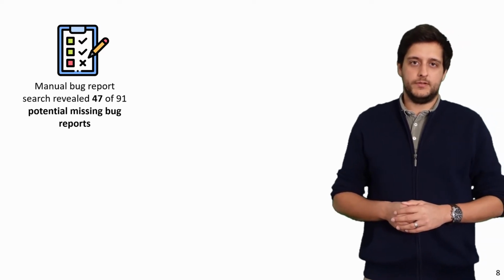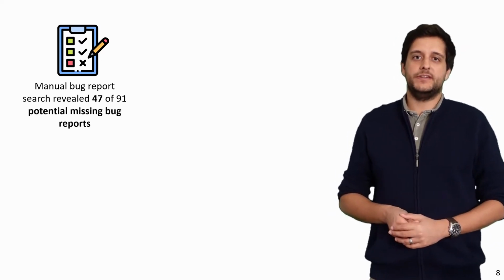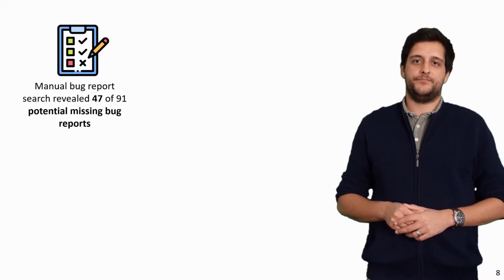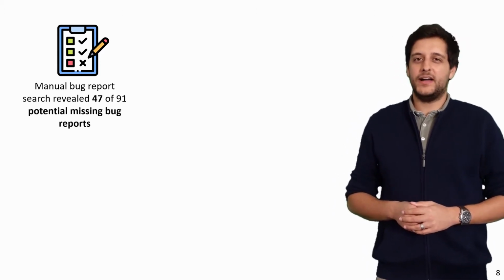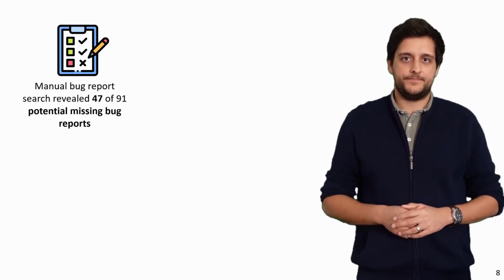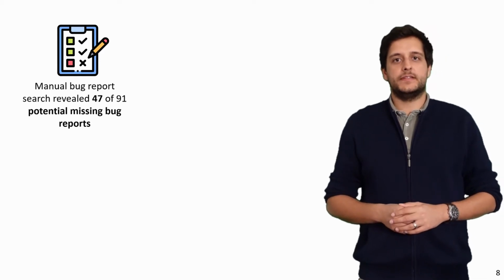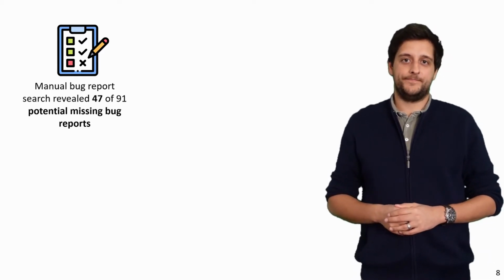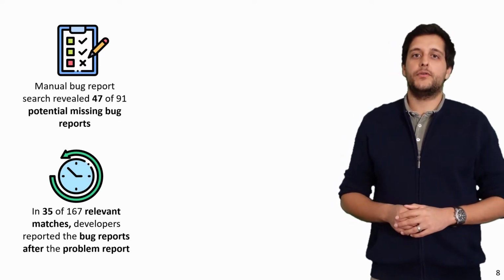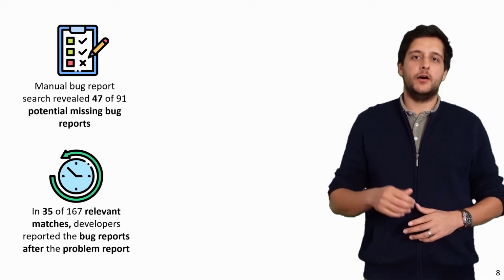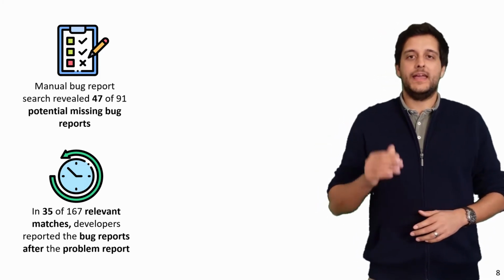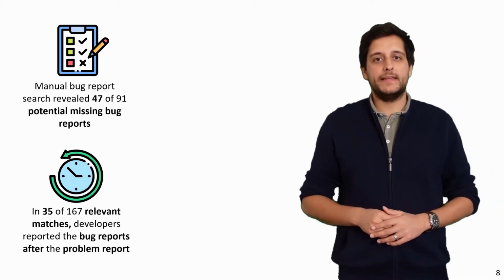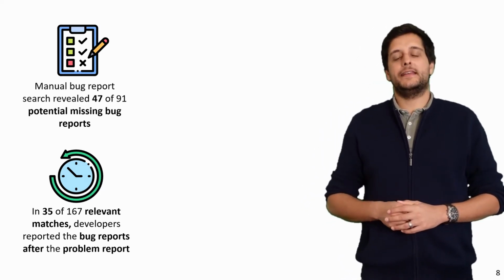Let's take a look at 4 further findings. For 91 problem reports, the 3 suggestions of DeepMatcher did not contain a related bug report. Therefore, we manually tried to find related bug reports and didn't find any in 47 cases. These cases are particularly interesting as they might reveal undetected bugs. Second, we found 35 matches for which the developers reported the bugs after the problem report was submitted. In these cases, the user's problem report might have been insightful and revealed an undetected bug first.